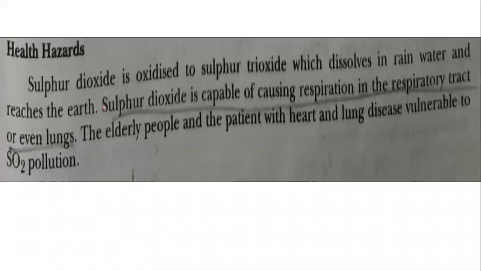Now, what are the health hazards over there? Sulfur dioxide is oxidized to sulfur trioxide, which dissolves in the rainwater and reaches the earth's surface. So sulfur dioxide is capable of causing respiratory problems. Okay, and it affects the lungs also. So elderly people and patients with heart and lung diseases are vulnerable to SO2 pollution.